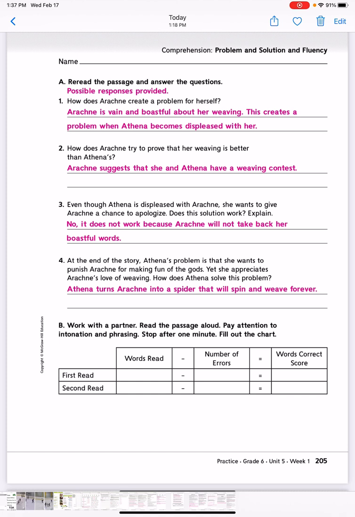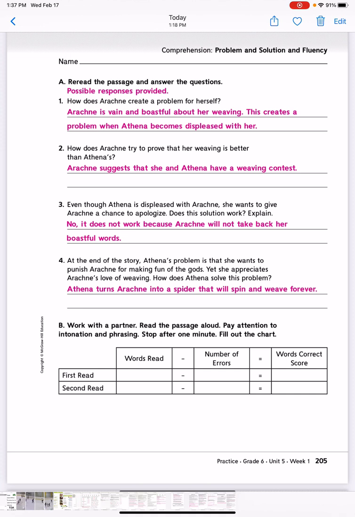How does Arachne create the problem for herself? Well, she's so vain. She brags about how great she is, and that causes a problem when the goddess becomes displeased with her. How does Arachne try to prove that she's better? She wants a contest. She wants to prove it by winning. Even though Athena is displeased with Arachne, she wants to give Arachne a chance to apologize. Does it work? No, it doesn't work because she's not going to take back her bragging. She's too vain. She thinks too highly of herself.